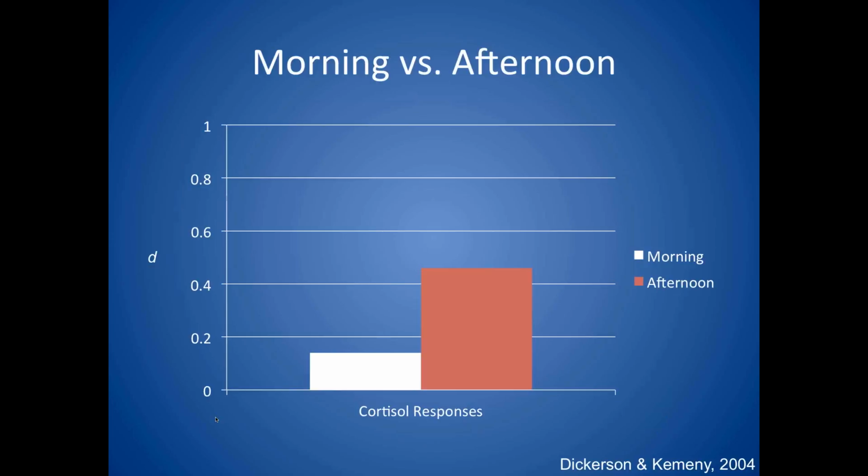And not surprisingly, this is data from the meta-analysis that I mentioned, showing the difference in cortisol reactivity, in terms of effect sizes, of studies that took place in the afternoon versus the morning. And as you can see, the studies in the afternoon were associated with larger increases in cortisol compared to those in the morning. And again, this is because of this diurnal cortisol rhythm.